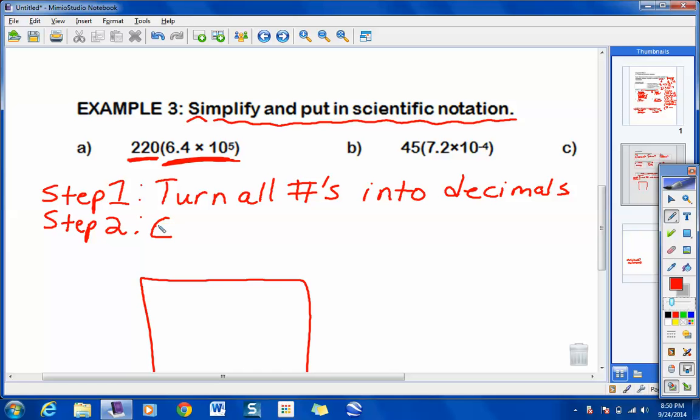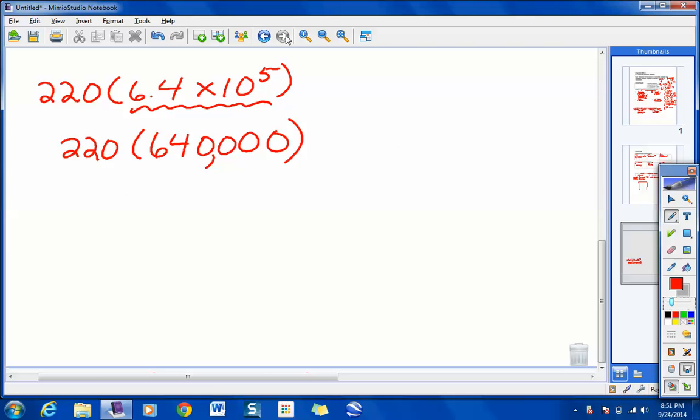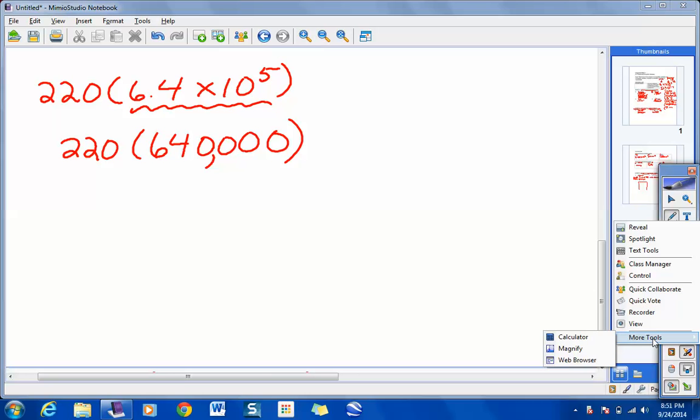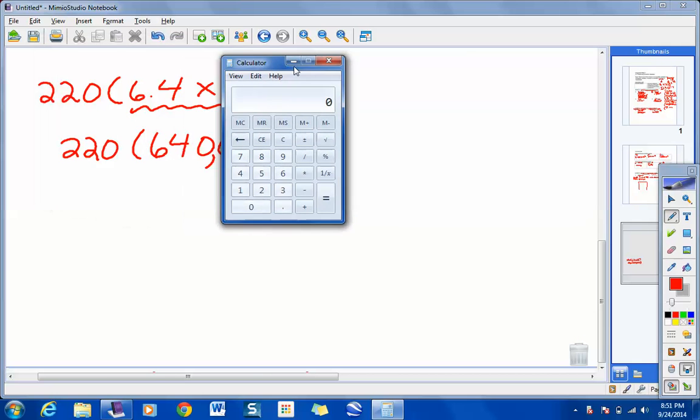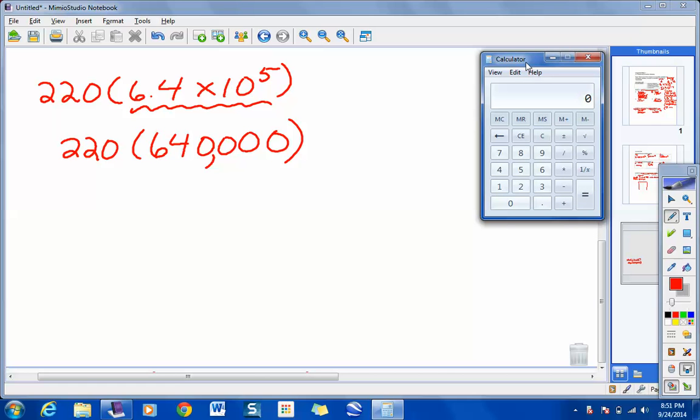We're going to evaluate that product of 220 times 6.4 times 10 to the 5th. So if I go back to my problem here, oh, let me pull up my calculator. Hold on 1 second here, gang. Tools, more tools, calculator. Okay, so what I want to do here essentially is say, okay, let's take 220 times that decimal that I wrote out of 640,000. It equals, and there's my product right there.